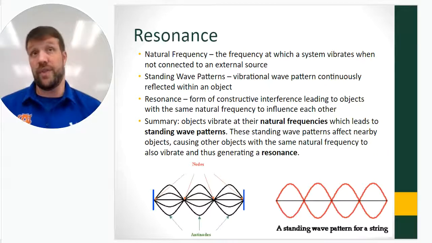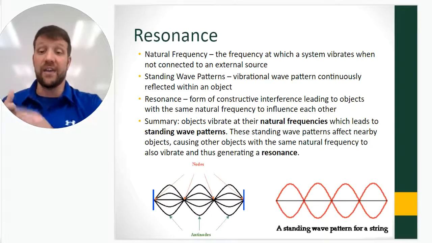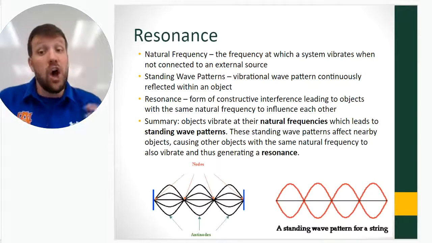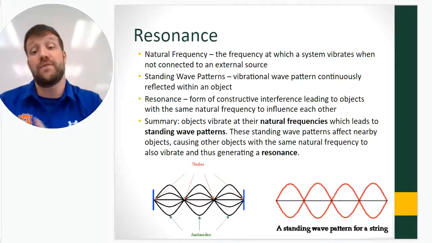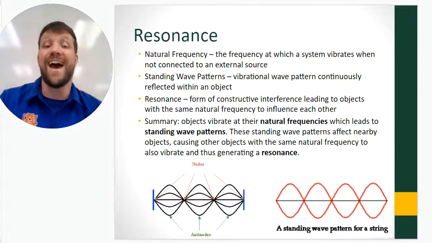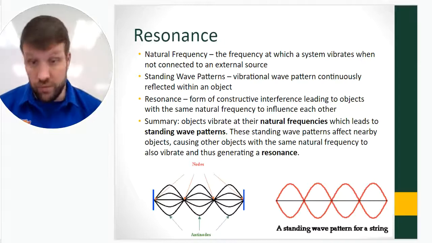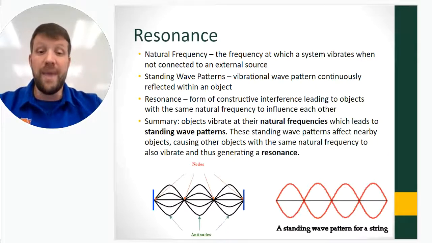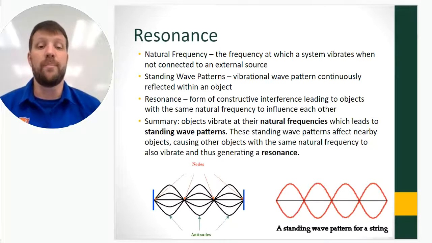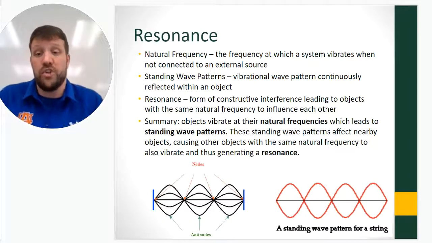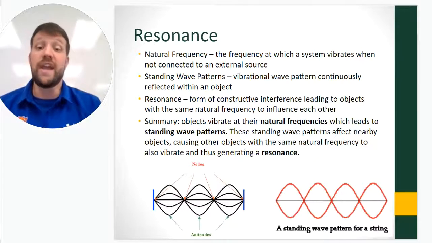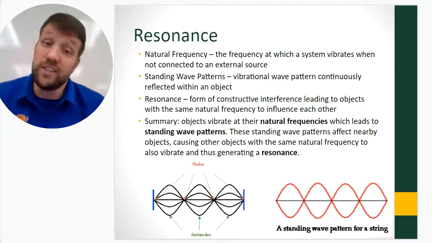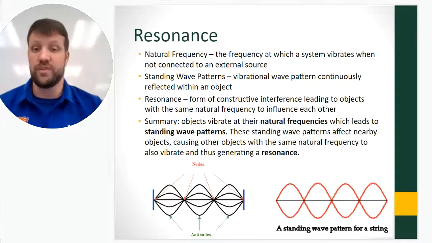Okay, and you can alter that by moving the slide on your trombone, pushing down the different keys on your saxophone, or changing the way that you're holding the strings on a guitar. This would change the natural frequency of the string on the guitar or the sound wave that comes out of a saxophone or a trombone. Okay, and these combine then to make standing wave patterns. So these are vibrational wave patterns that are continuously reflected within an object. So as you change the shape, push the keys, or change how you hold the string on these different instruments, you can change the standing wave patterns that come out. And thus you change what you hear. This is why instruments can make different sounds, right?